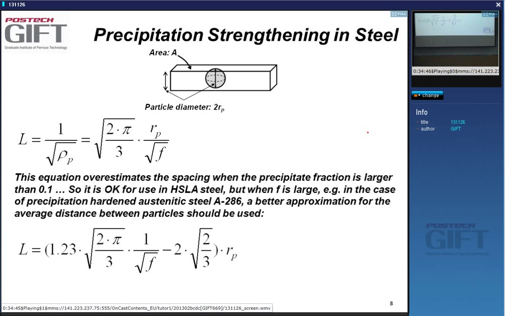In other cases, particularly precipitation hardened stainless steels, you should perhaps use this formula. And here I give an example. When F is large, that's the case, for instance, for precipitation-hardened austenitic steels. This is a very common grade, A286. This is a better approximation.